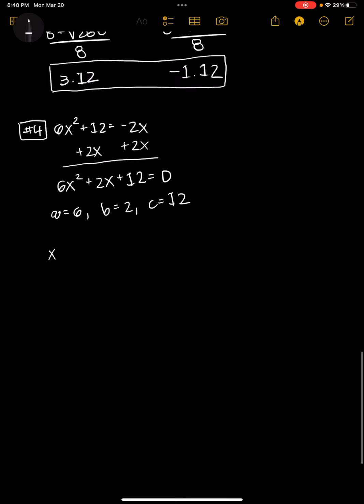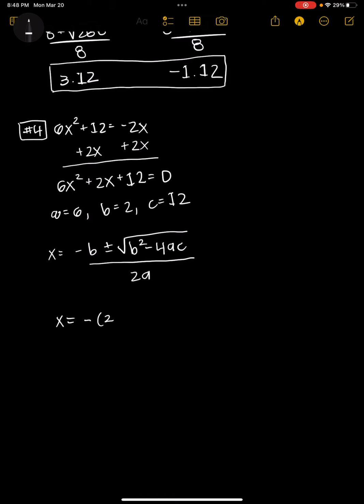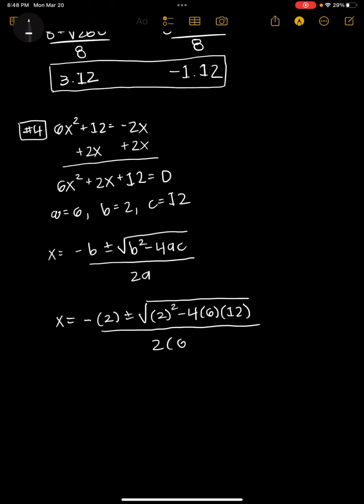Okay, now let me write the quadratic formula again. We've got negative b plus or minus the square root of b squared minus 4ac all over 2a. Now let's plug some stuff in. We got negative b, which, b is 2, plus or minus the square root of b squared, which is 2 squared, minus 4 times a, which is 6, times c, which is 12, all over 2 times a, which is 6.